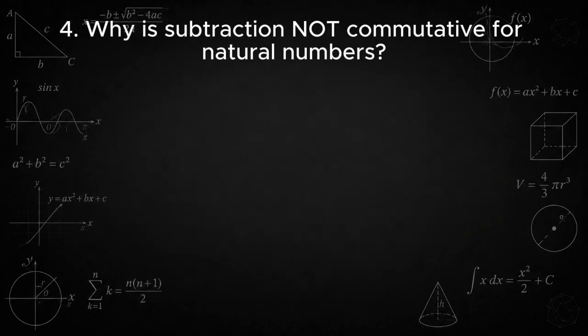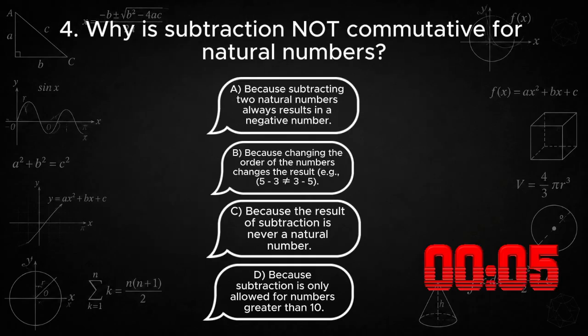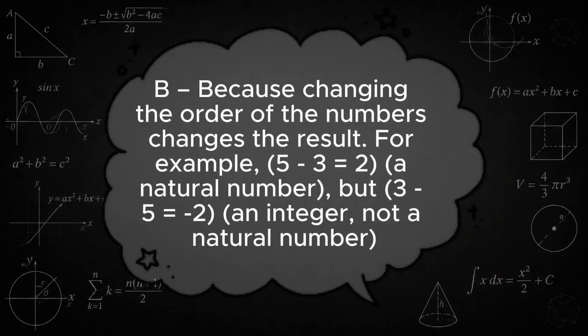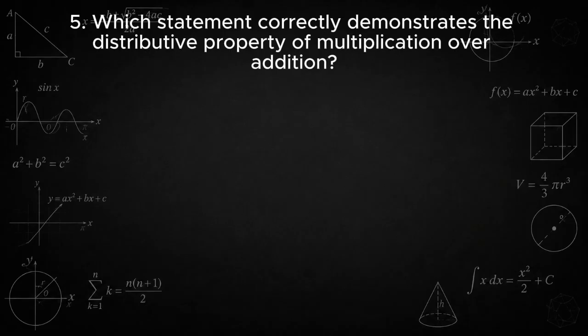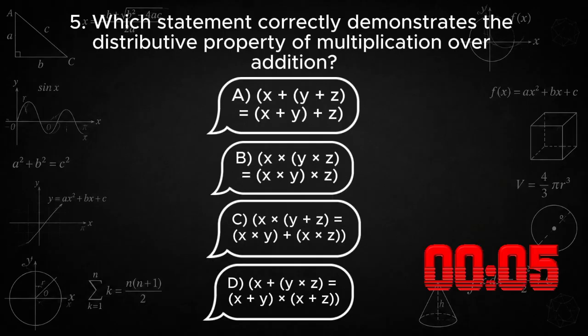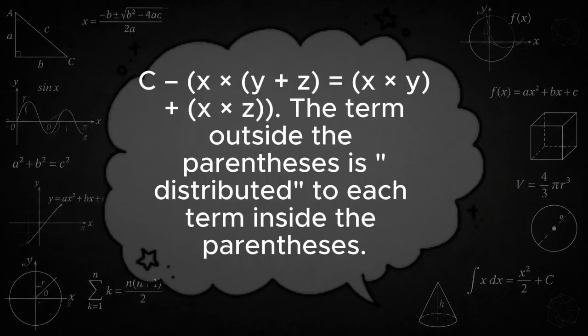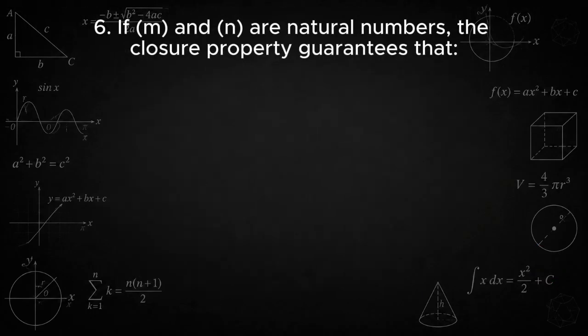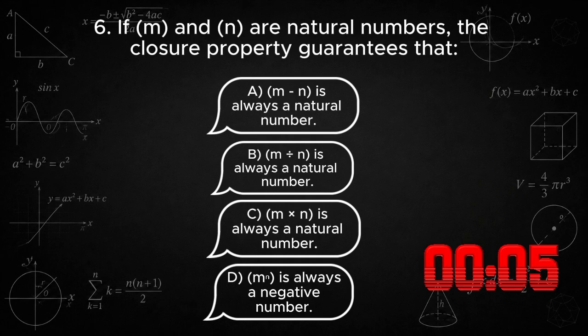4. Why is subtraction not commutative for natural numbers? 5. Which statement correctly demonstrates the distributive property of multiplication over addition? 6. If m and n are natural numbers, the closure property guarantees that.